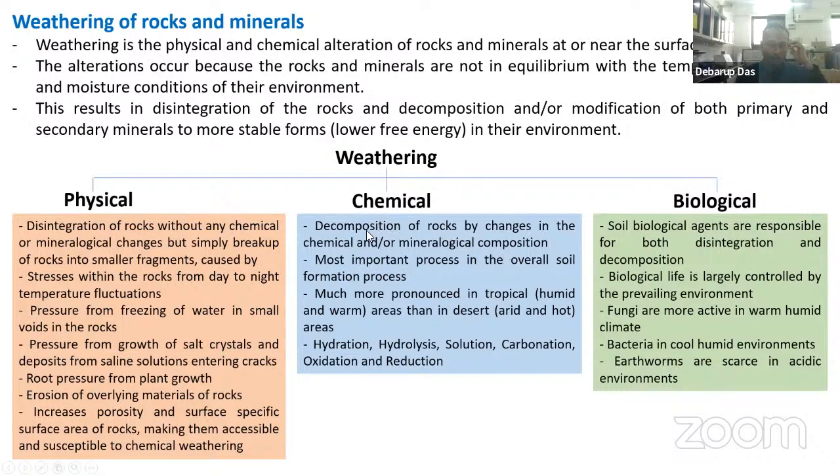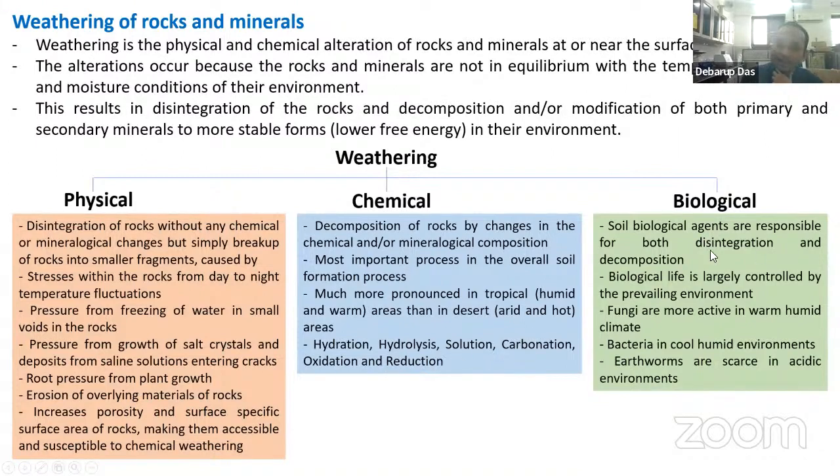So chemical decomposition of rocks, by changes in the chemical and mineralogical composition, is the most important process in the overall soil formation. Chemical weathering is most important among these things. It is much more pronounced in tropical, humid and warm areas than in desert, arid and hot areas. Examples are hydration, hydrolysis, solution, carbonation, oxidation, reduction.